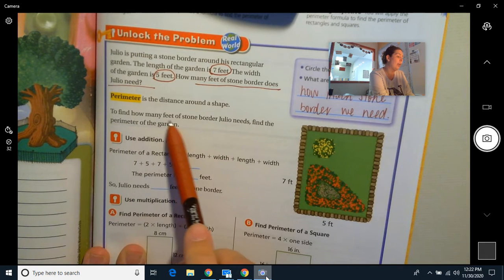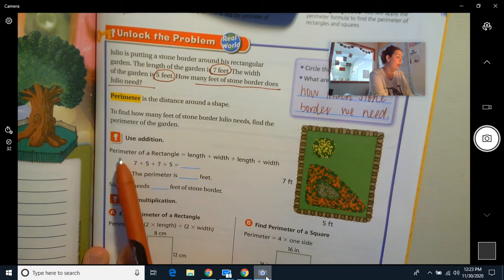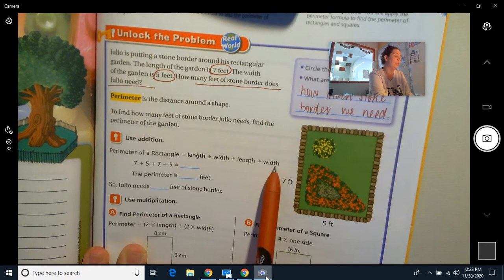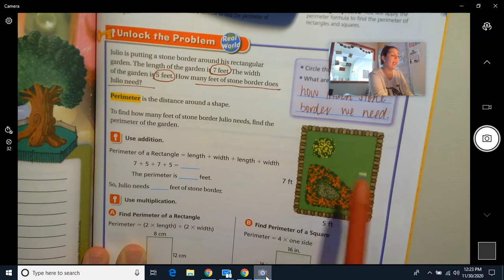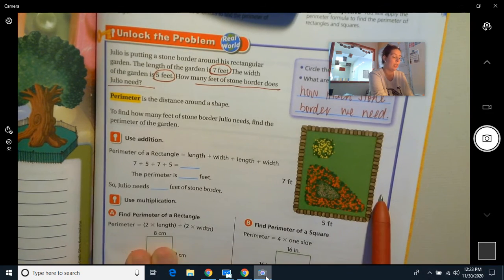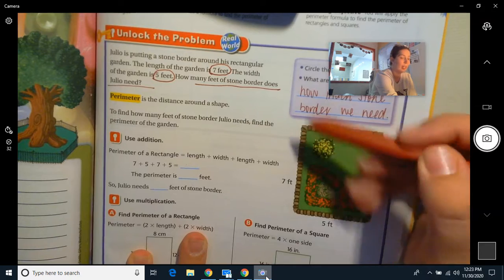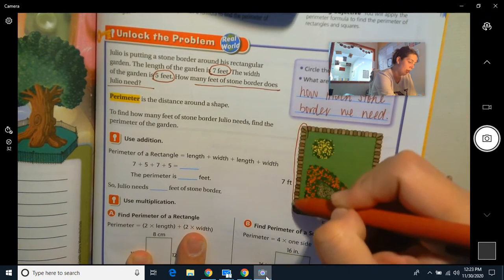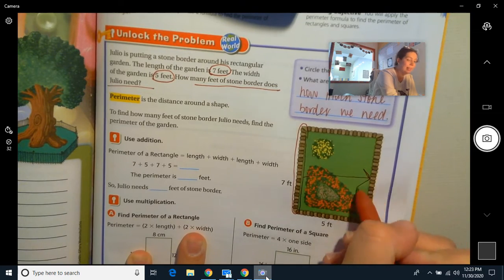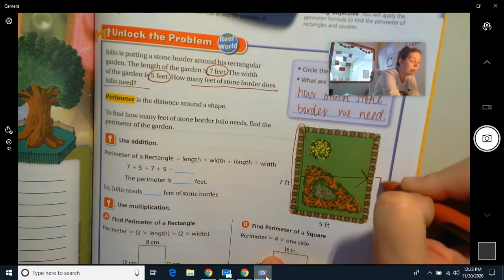It says to find how many feet of stone border Julio needs, find the perimeter. Use addition. Perimeter of a rectangle equals length plus width plus length plus width. Okay? If I look at a rectangle, I know that whatever number's on one side, the side right across from it is the exact same size. So this 7 foot is talking about this side right here that I'm circling. This one is the exact same as that side. So this side here is also 7 feet.